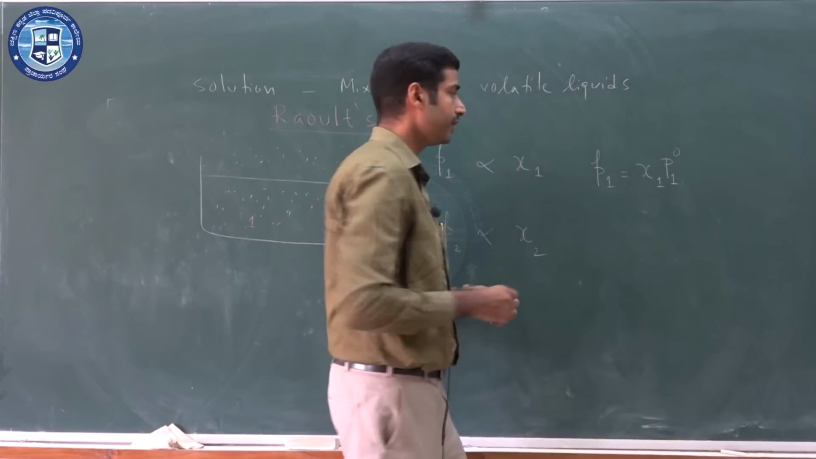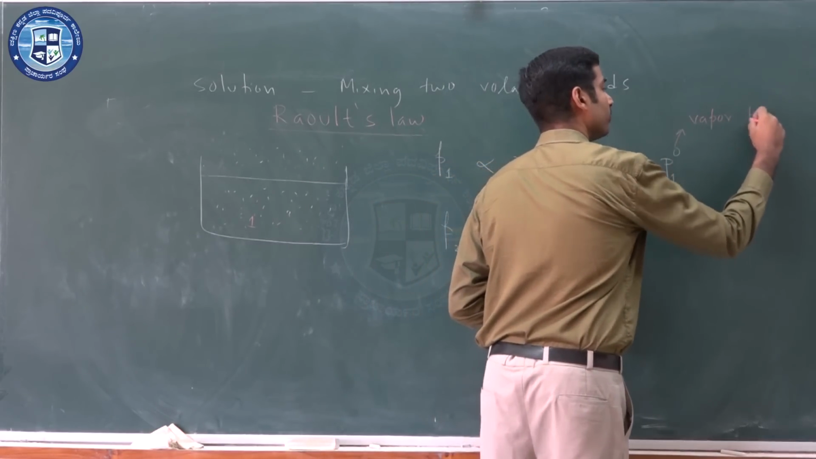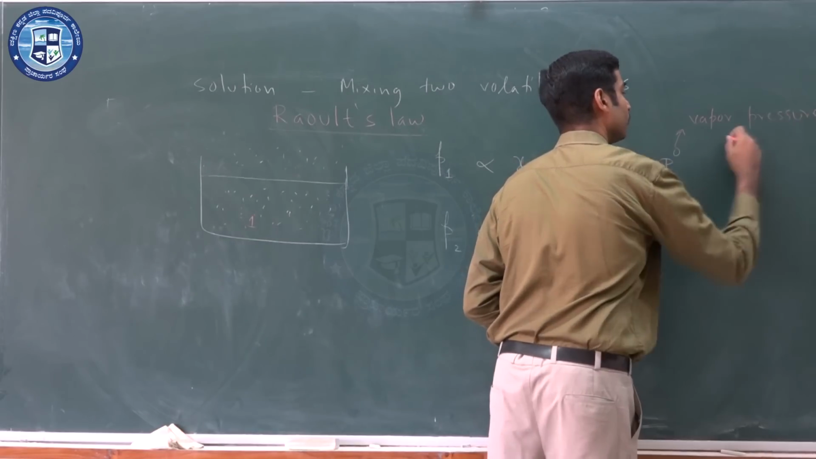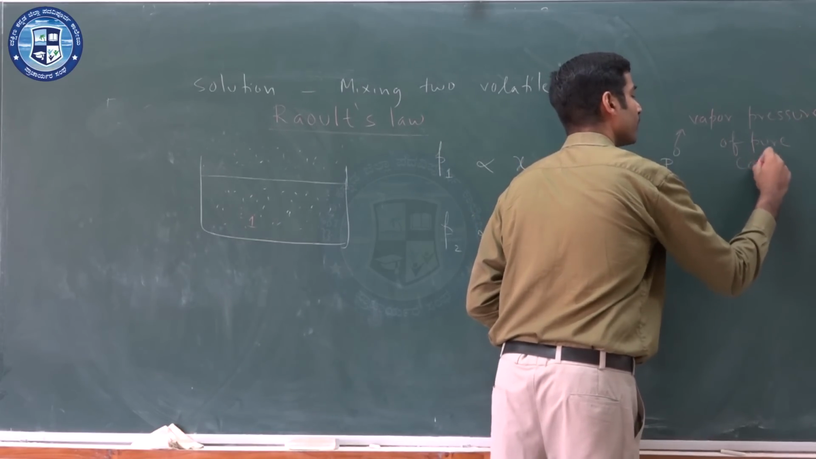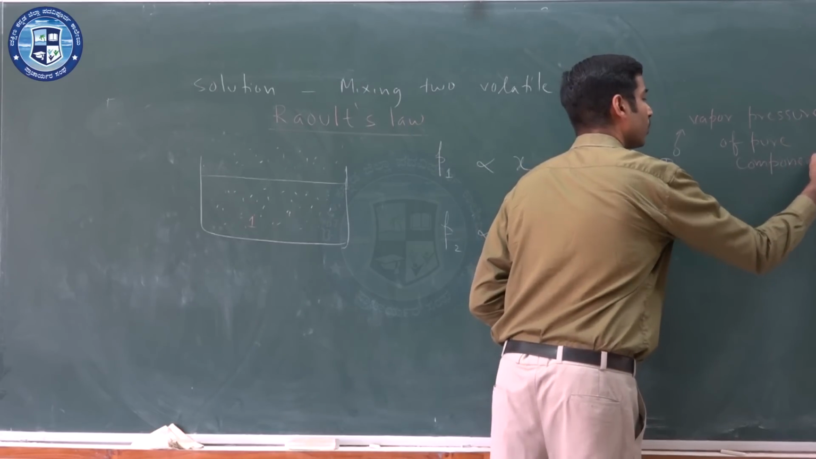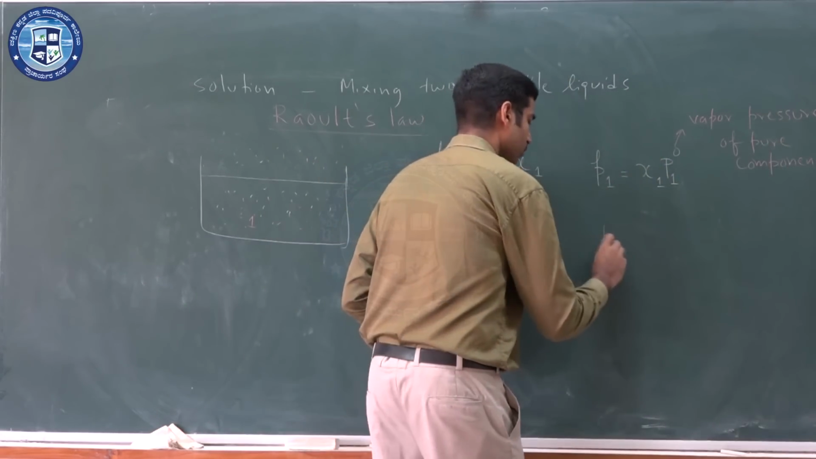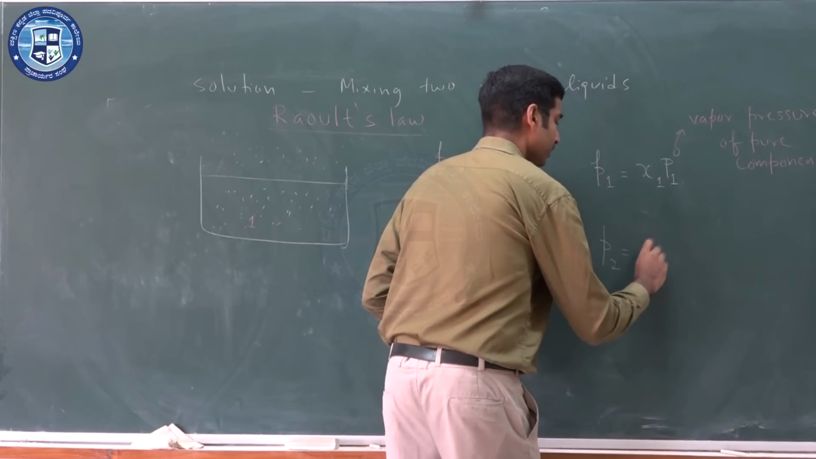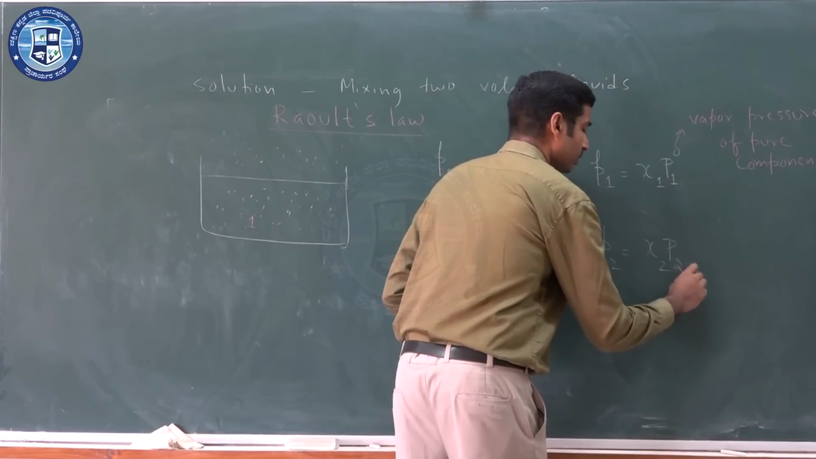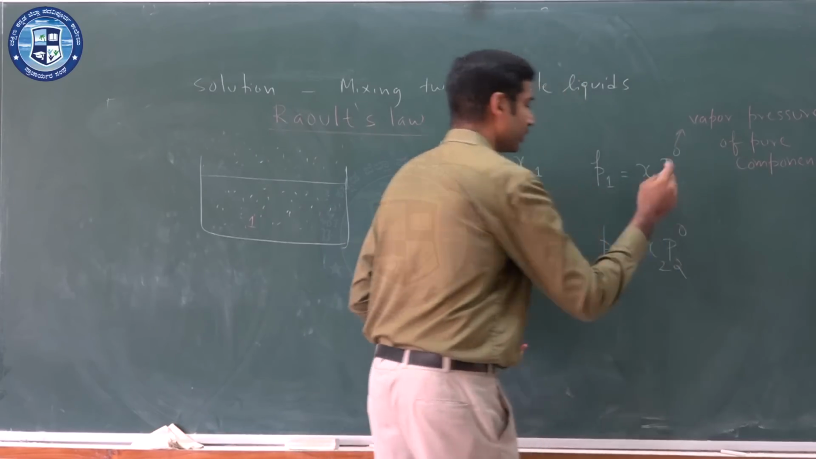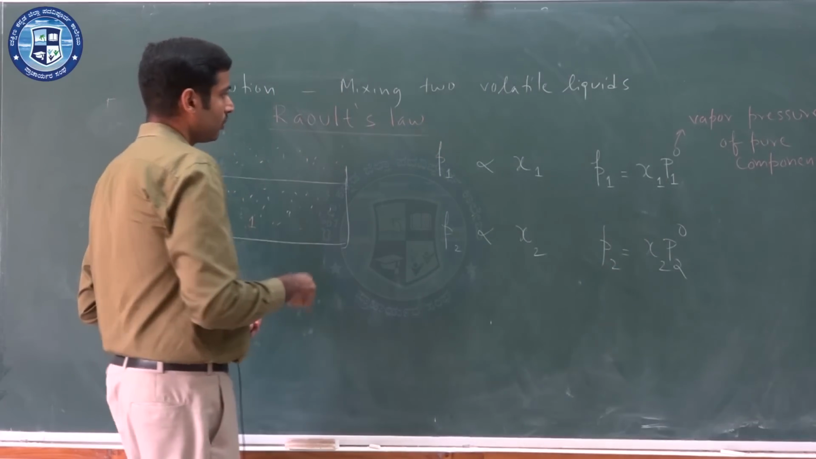What does P10 indicate? It indicates the vapor pressure of pure component 1, pure liquid component 1. Similarly, the partial pressure of component 2 will be given by the mole fraction of that component into the vapor pressure of pure component P20. Let me therefore state Raoult's law once again.